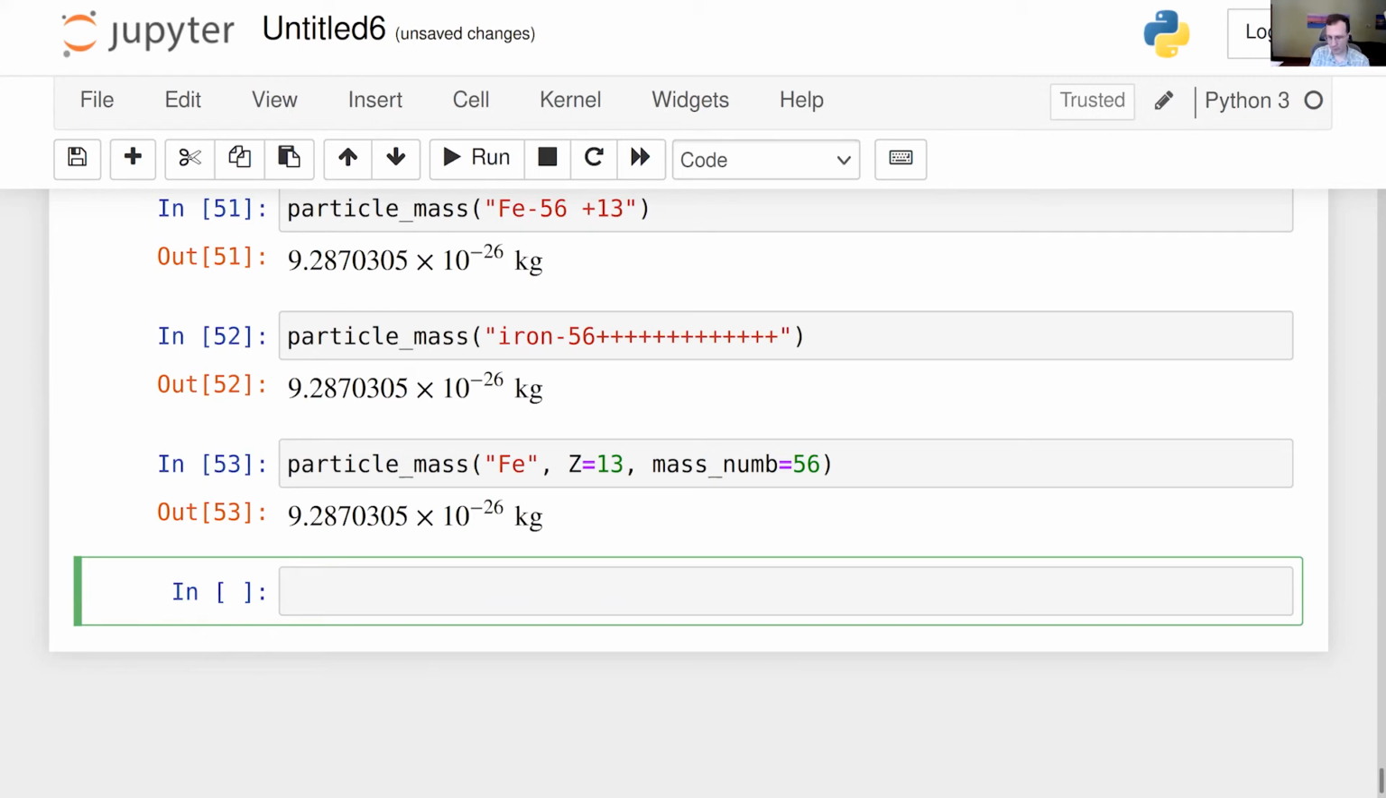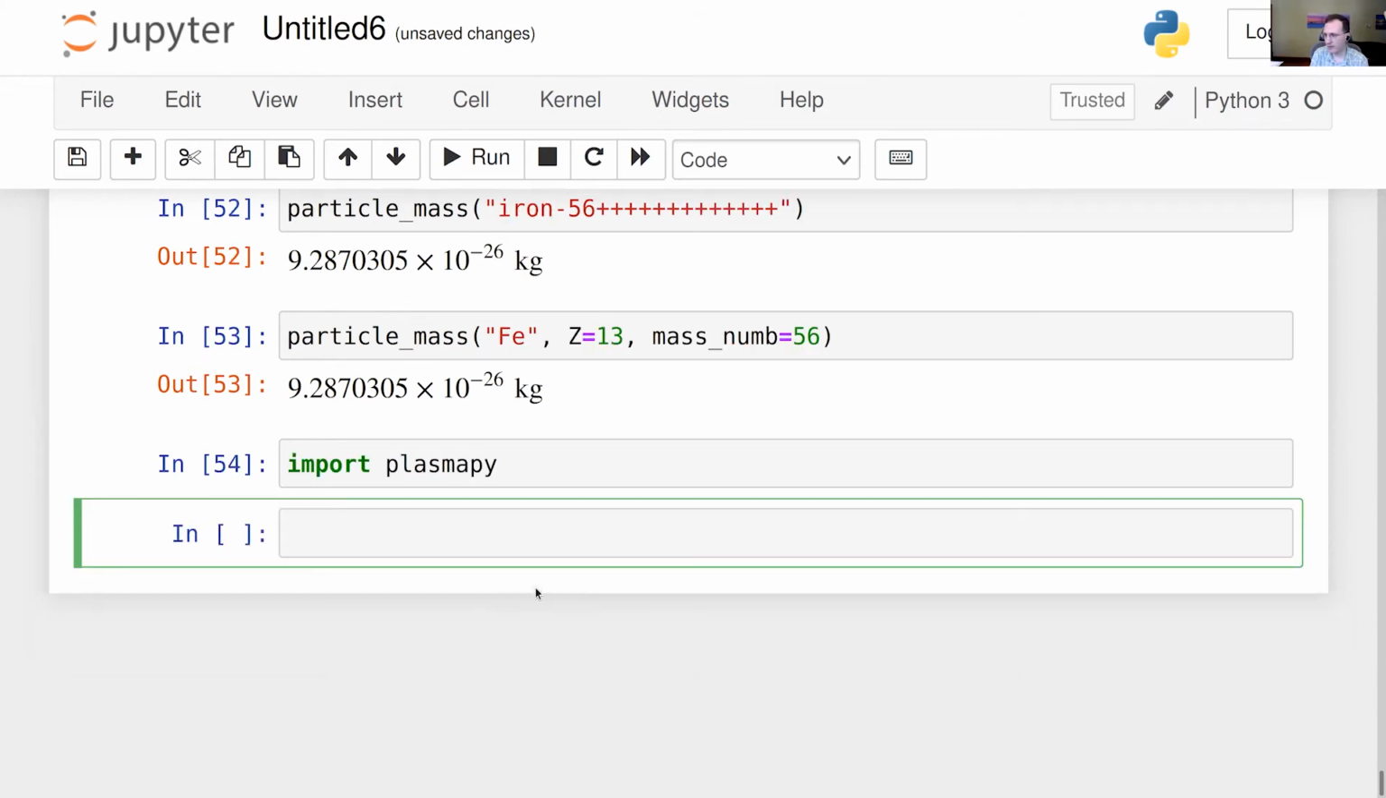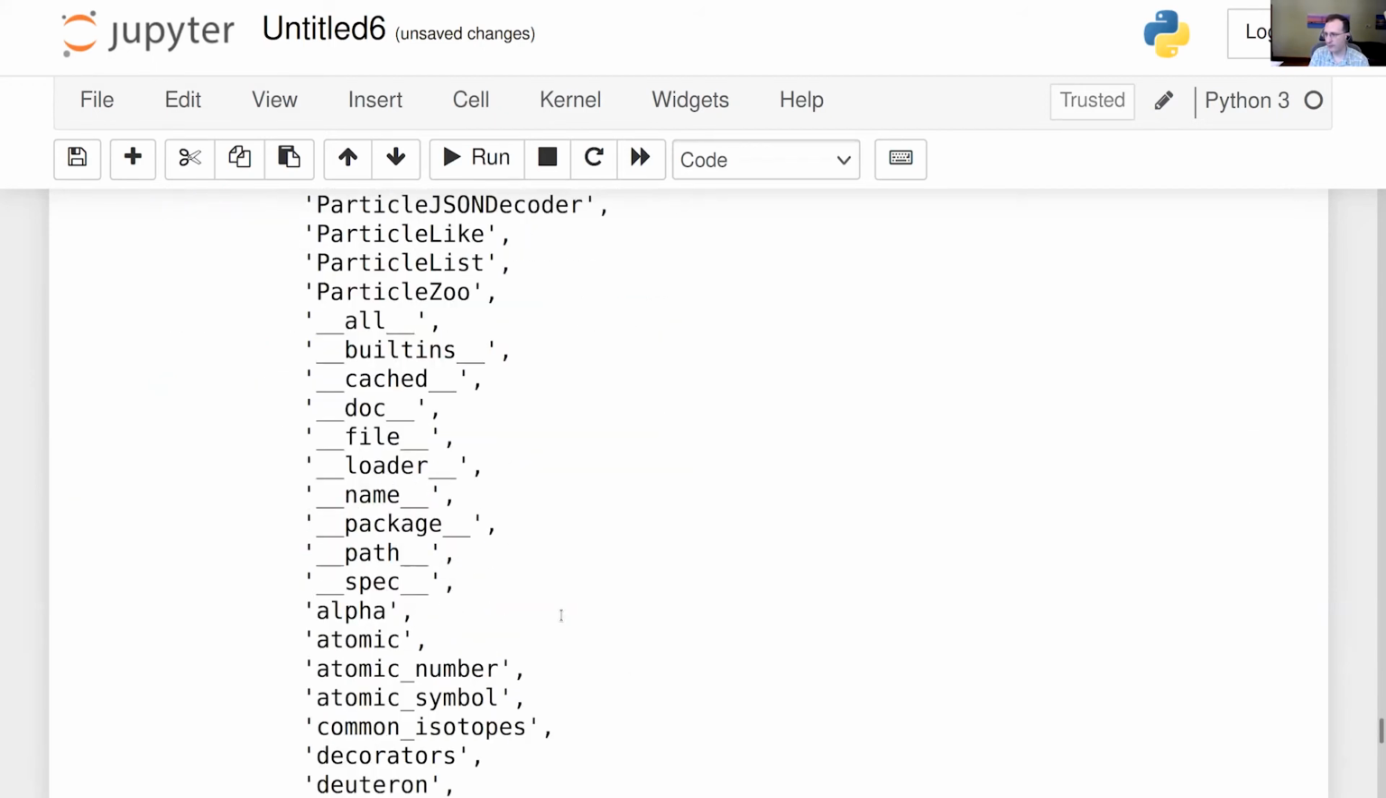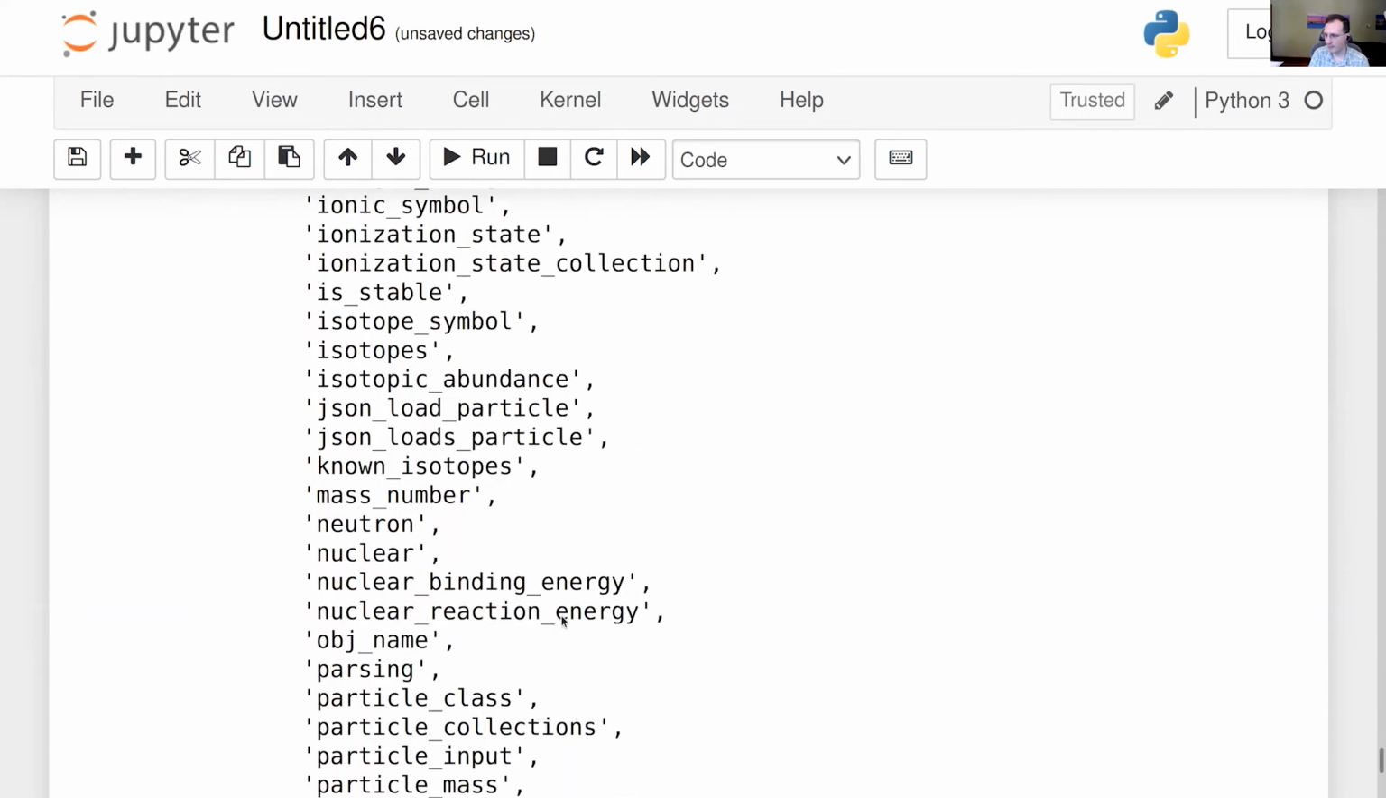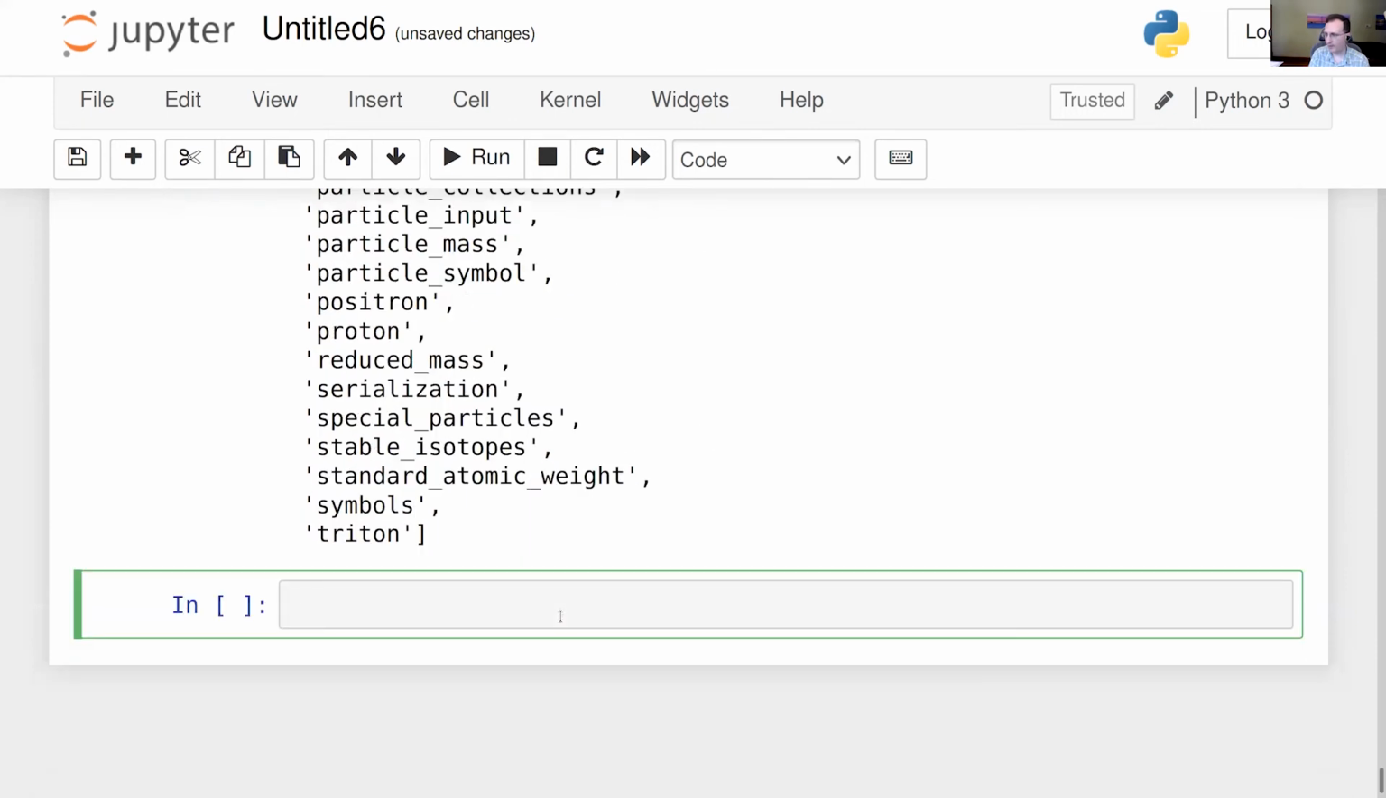All right, so if we want to see what is in, let's import PlasmaPy just regular. We can do dir of plasmapy.particles and see the functions that are in there. So are there any questions at this point?